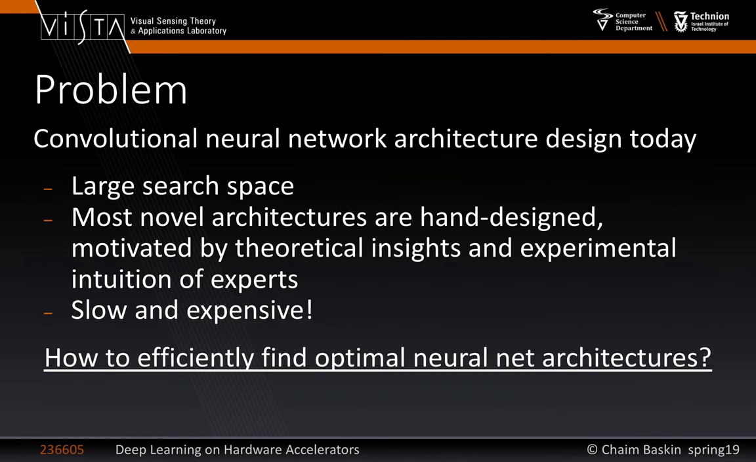Great. So the problem with convolutional neural architecture design today, as stated before, is the large search space. And actually, most novel architectures are hand designed. What do I mean by hand designed? What do you think I mean by hand designed?